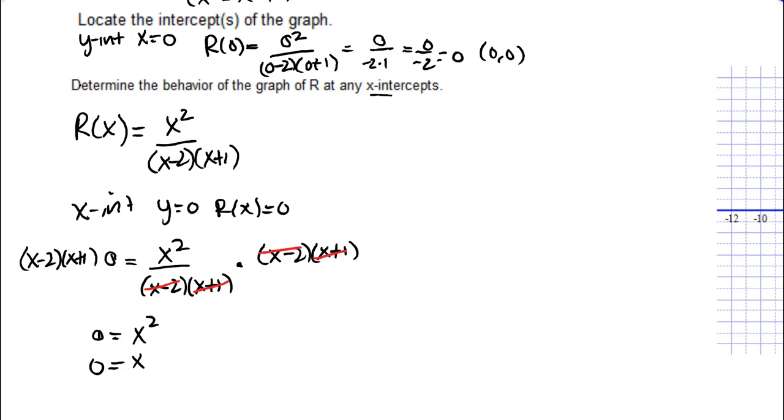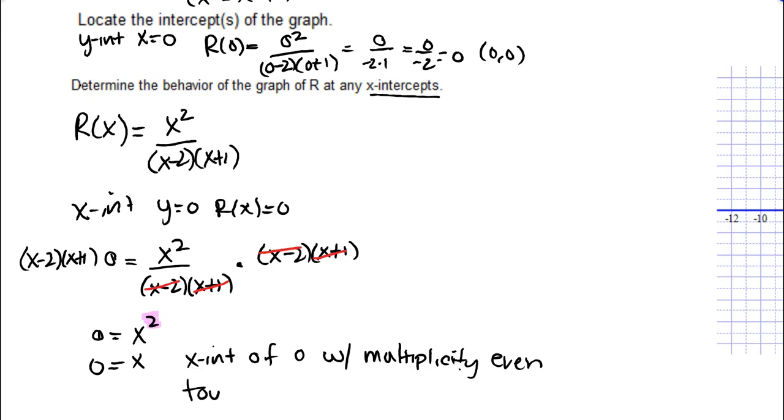Now the behavior around that x-intercept we get from this multiplicity right here. So we have an x-intercept of 0 with multiplicity that is even. And so that means that at that x-intercept, the graph is going to touch the axis rather than cross the axis. So for that x-intercept, you would touch the axis.